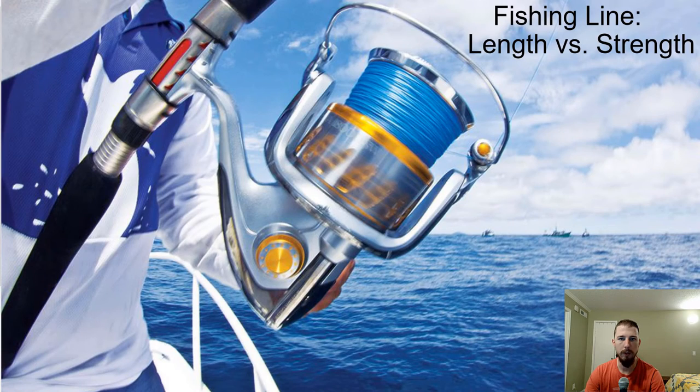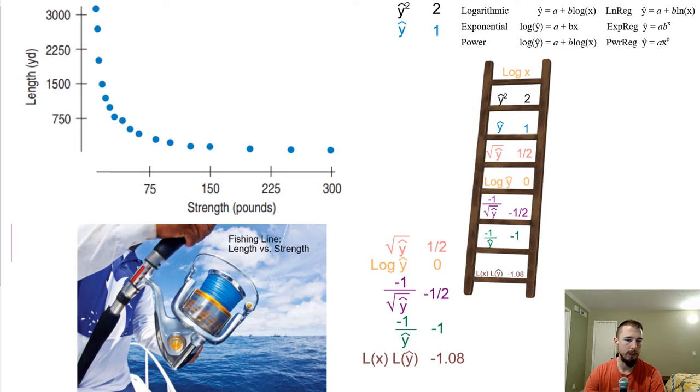Hey guys, welcome back. We're going to do one last example of re-expressing data. We're going to re-look into the fishing line strength, length versus strength here. So on a standard spool, the higher the test strength for the fishing line, the shorter the overall length, because the line will be thicker, so the shorter overall length of line that you can actually fit on a spool. So kind of going into that, explain a little bit there.